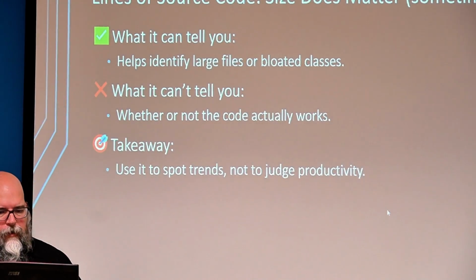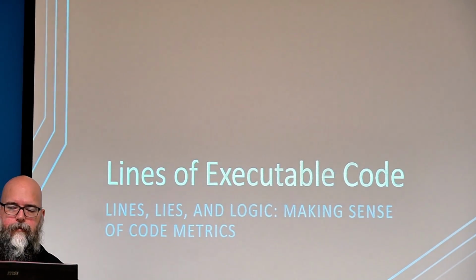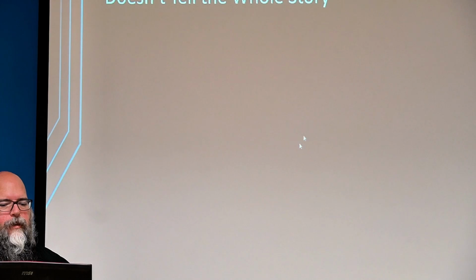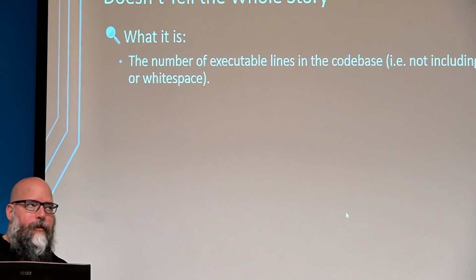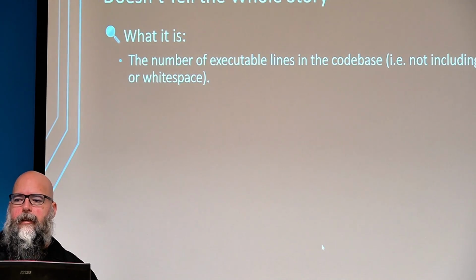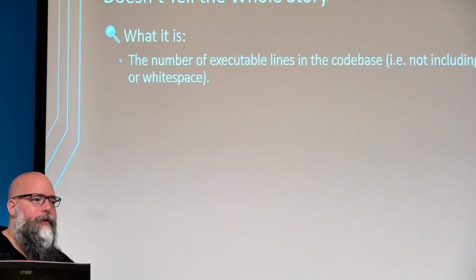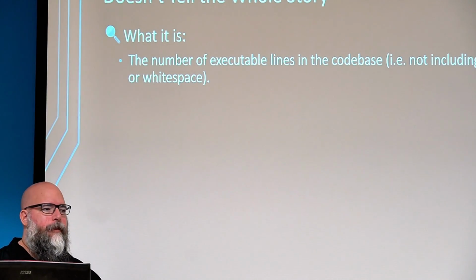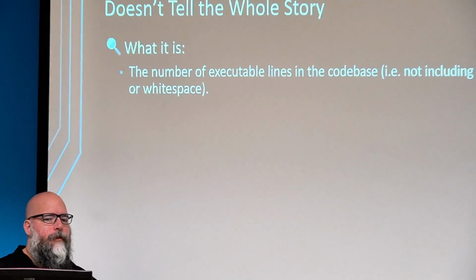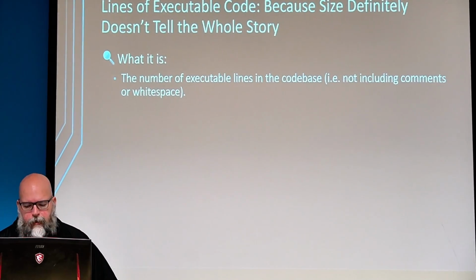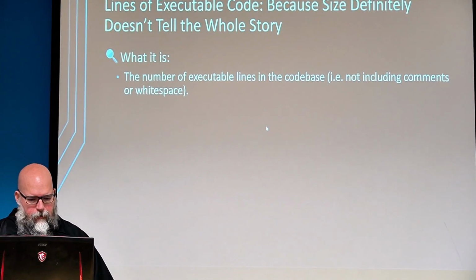Go back to here. So we're going to move on to our next one, which is the lines of executable code. All right, that's going to be the number of executable lines in the code base, not including comments or white space, like you were saying. Right? So it's delimiters. But this would include delimiters still. What do you mean delimiters? Like opening braces, closing braces, stuff like that. Yes. No. Okay. So it does not, and I'll show you that in a second.